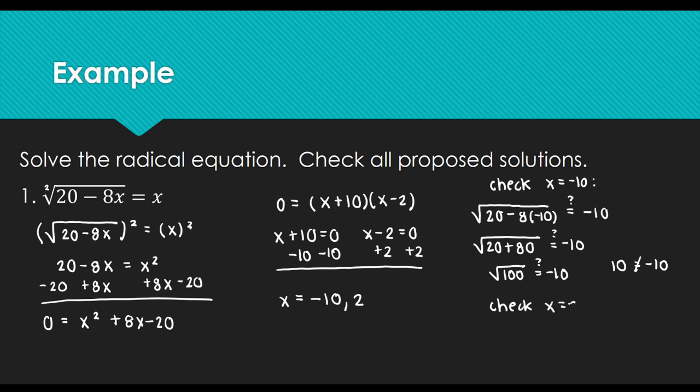So now let's check when x equals 2. So underneath the radical, we'll have 20 minus 8 times 2. And I want to know, does that really then equal 2? Well, 8 times 2 is 16, so we'll have 20 minus 16. 20 minus 16 would be 4. And the square root of 4 is, in fact, 2. So that one does check out.